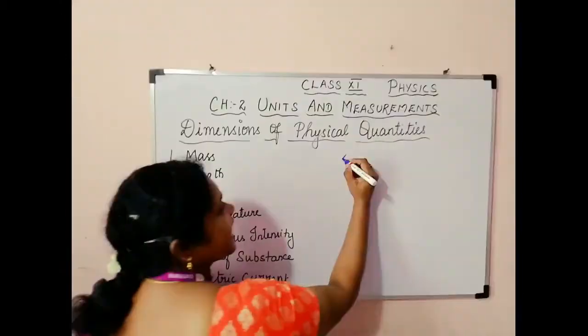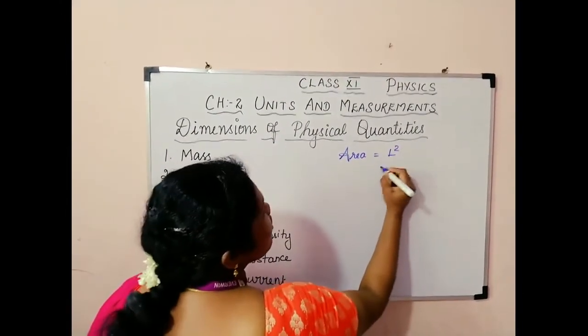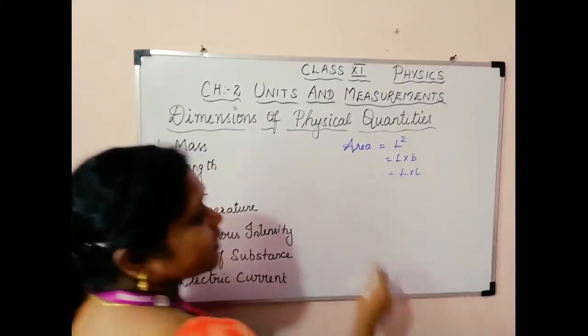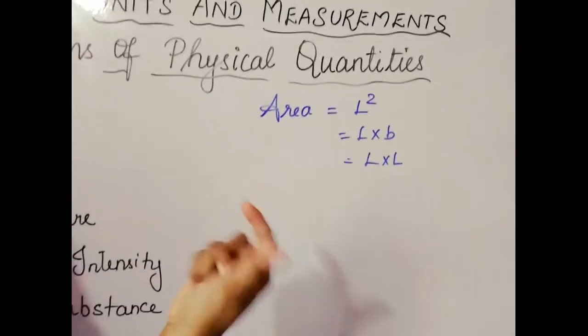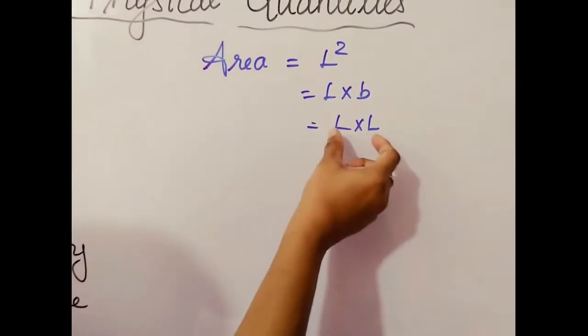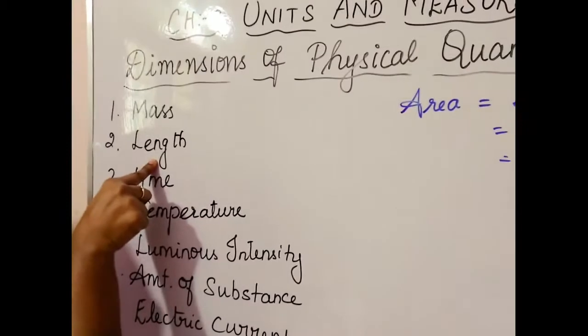For example, area is nothing but L square, or length into breadth, or length into length, since breadth is also a distance between two points. So then we have come to the length again. So this area is derived from the fundamental quantity which is known as length.